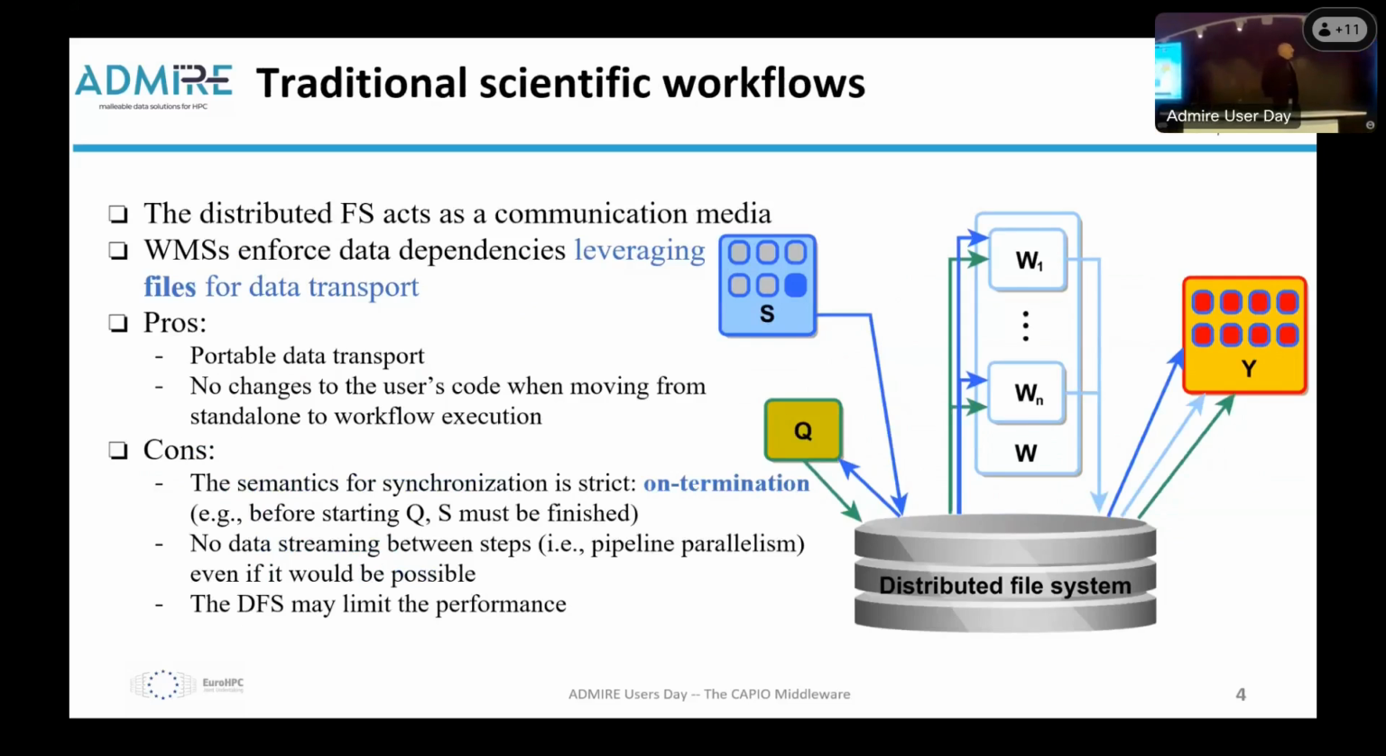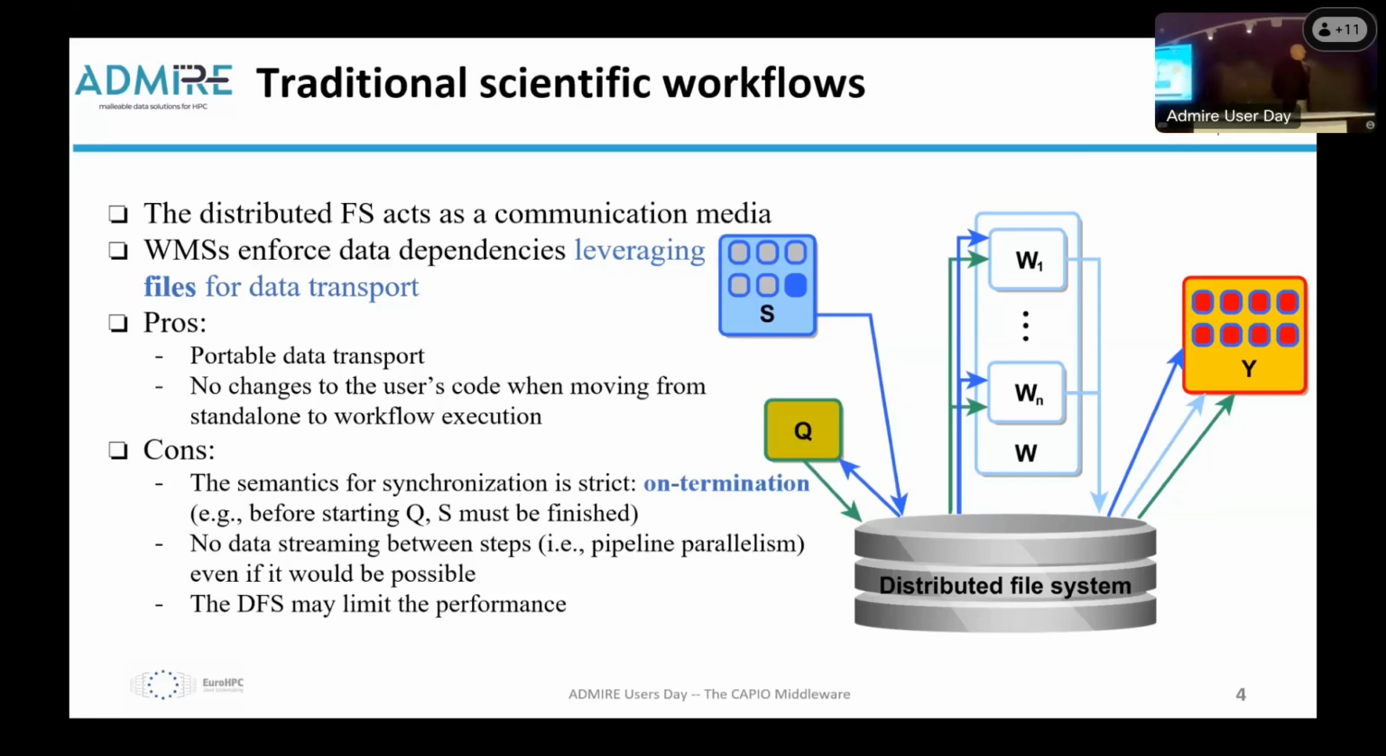We say that it is a traditional scientific workflow when we use the file system as the transport layer. So basically the distributed or parallel file system is used as a communication medium. And the workflow management system is the tool that enforces data dependencies, deployment, and scheduling of the modules. It leverages files and directories for exchanging data.